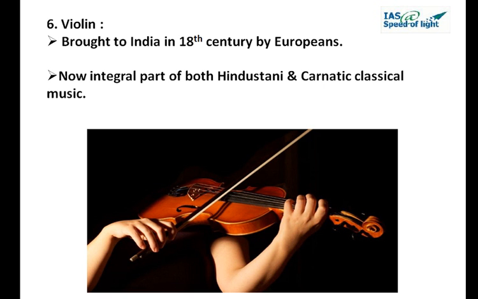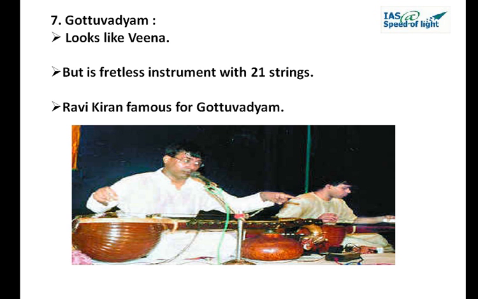The sixth instrument is the violin, which was brought to India in the 18th century by Europeans. So it is a very new addition in the class of Indian classical musical instruments. Now it is an integral part of both Hindustani and Carnatic classical music. The seventh one is very important.